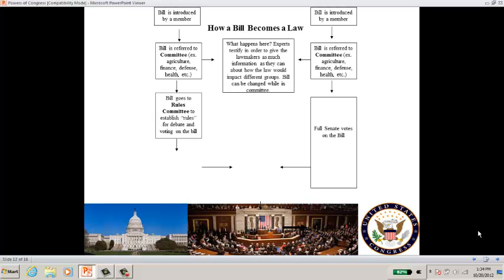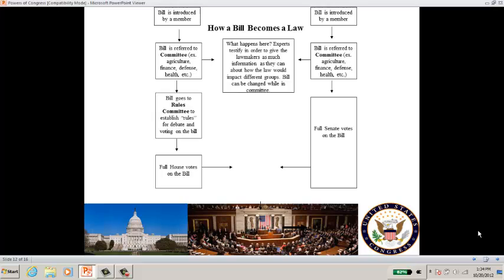In the House, though, we go from a regular committee to what's known as the Rules Committee. So we kind of got a double layer of committees in the House. The Rules Committee establishes the rules for debate and the voting. So they're going to set the date, they're going to say whether or not you can attach an amendment to the bill, and how long the debate's going to go. So the Rules Committee is a very powerful committee in the House. And then once the bill leaves the Rules Committee, the full House gets to vote on the bill.